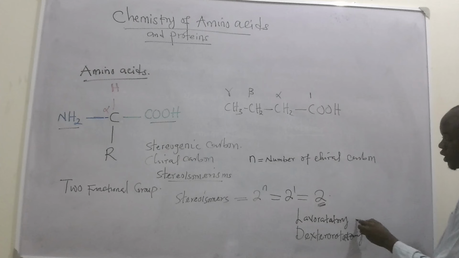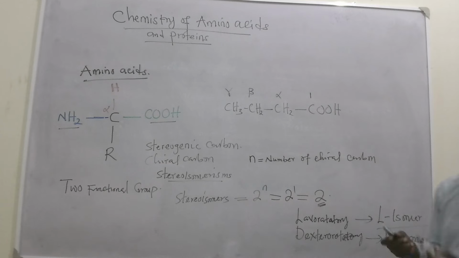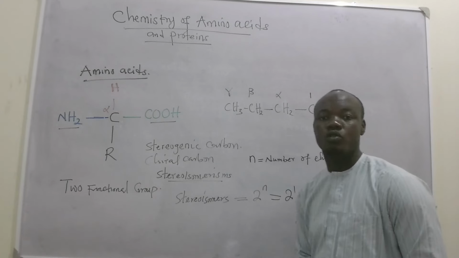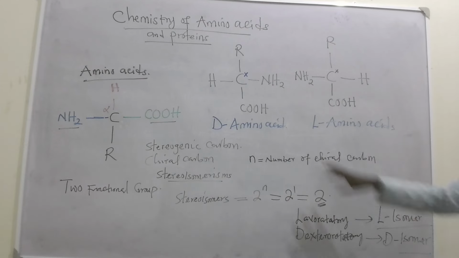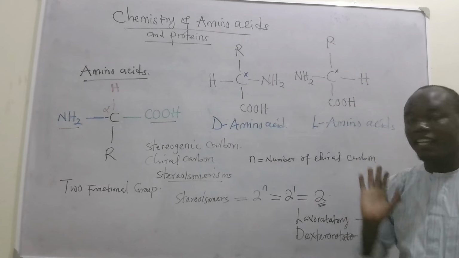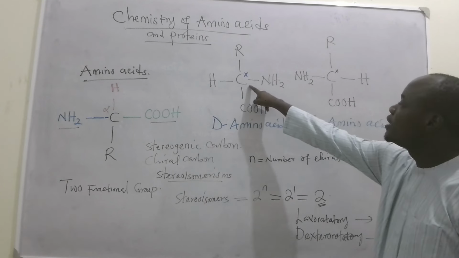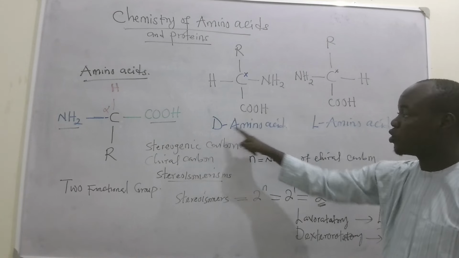One is laevorotatory, called the L-isomer. And of course, the next one is dextrorotatory, called the D-isomer. The most important thing we should know is that our amino acids can be in the form of laevorotatory or dextrorotatory. So this is how we represent amino acids in D and L isomers. What is the difference between D and L? If you look at the D here, you see that the amino group is on the right side. So that is why it is called the D isomer.